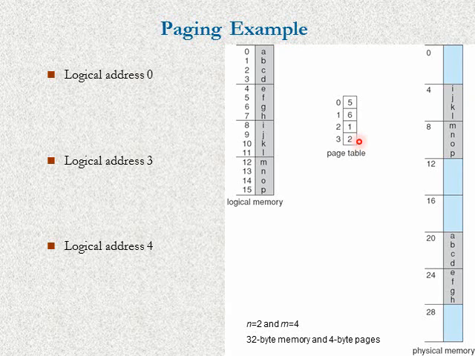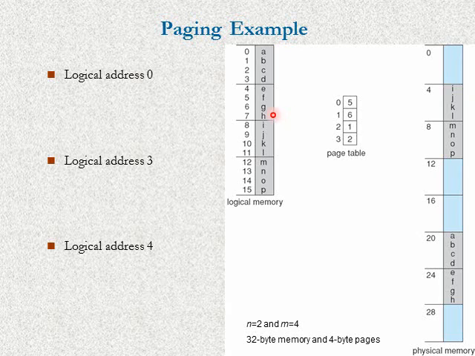Now you can see that in order to fetch any logical address that is present in this process, we have to perform that process of converting it into the page number and the page offset, and then we may be able to find it through our main memory. So let's try a couple of examples.